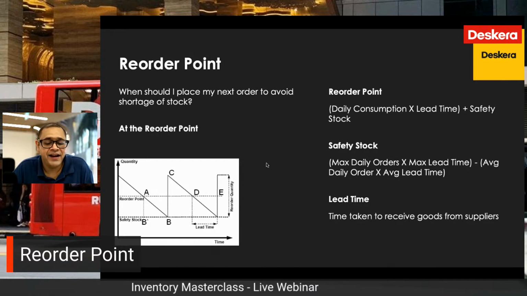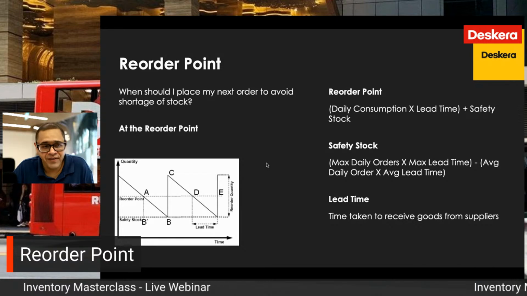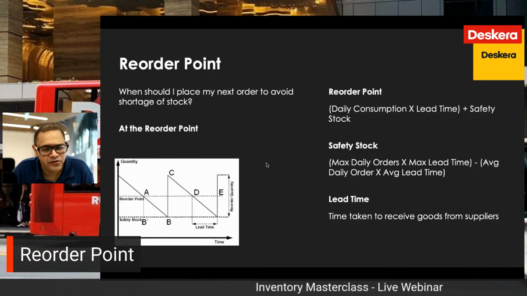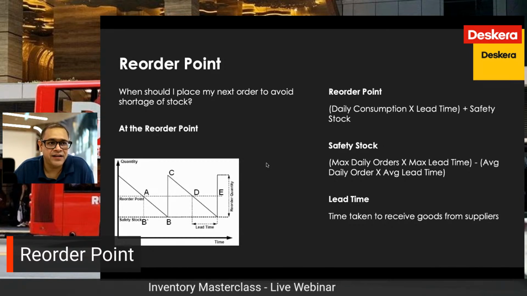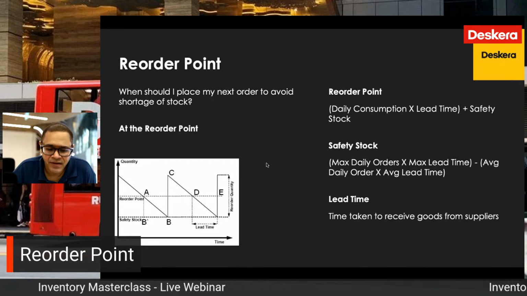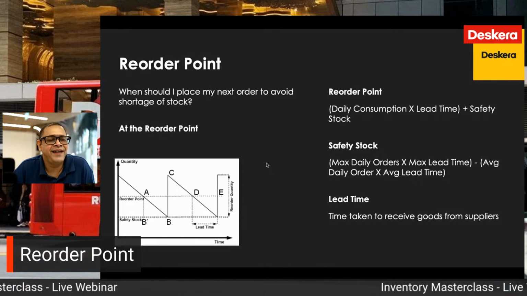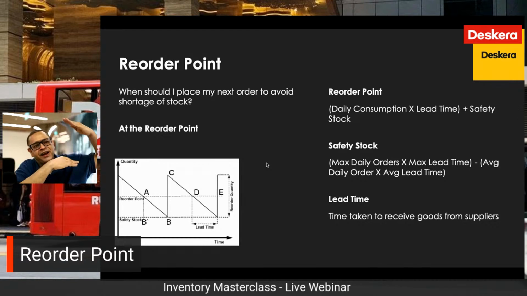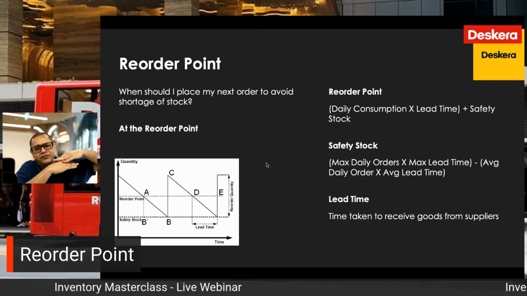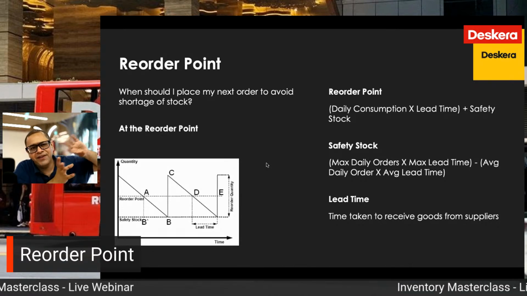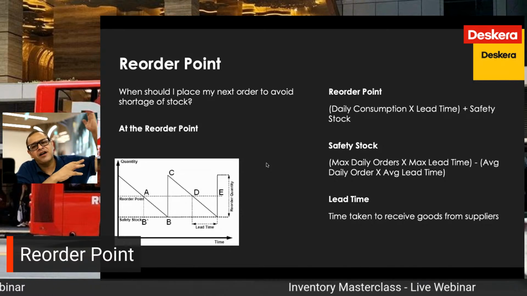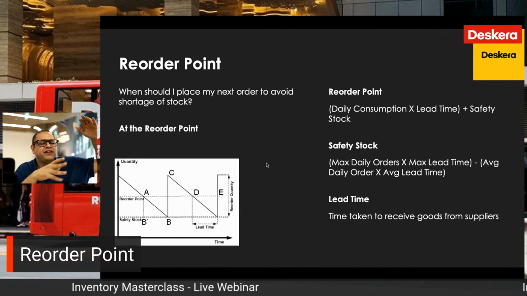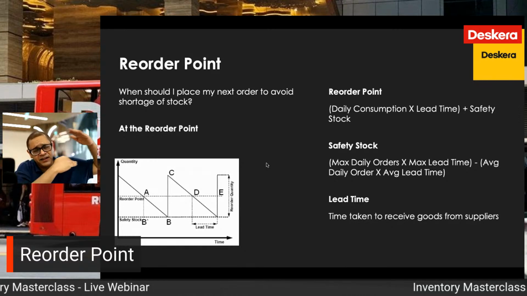And this is something that you can arrive at by looking at your previous data, by doing forecasting. And there is a small formula for that also: whatever max daily orders that you get, multiplied by the max lead time, minus the average orders. The difference between your average orders and the max orders that you get is your safety stock. If you look at your previous year and you see that the maximum order that you got on a daily basis was maybe 50 orders, but on an average you sell maybe 20 per day, then 30 is your safety stock.